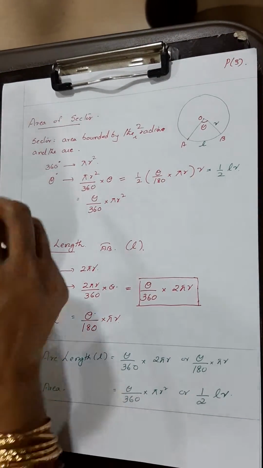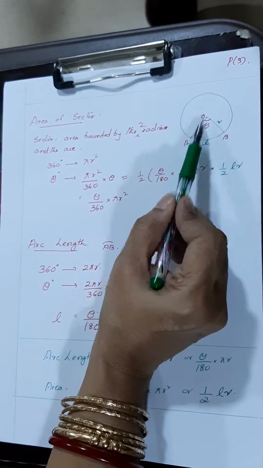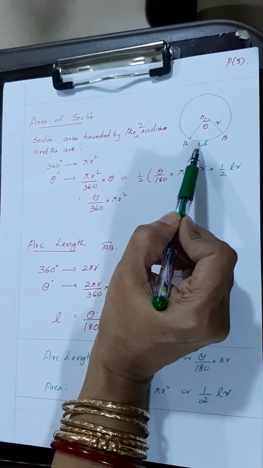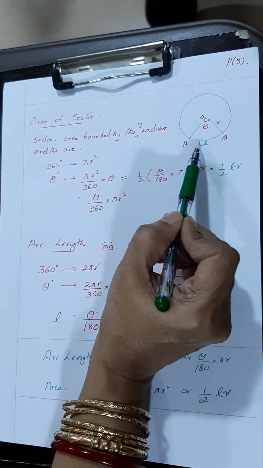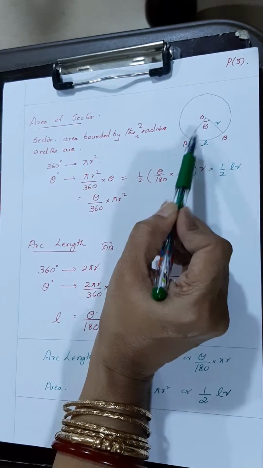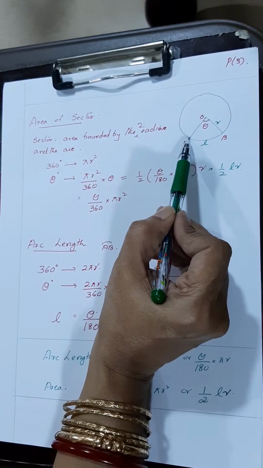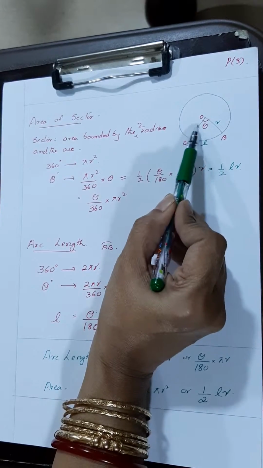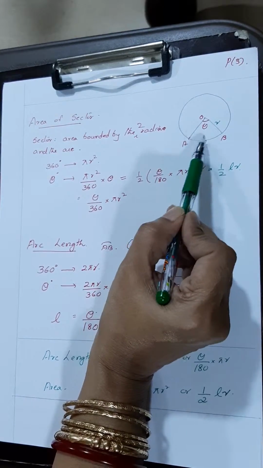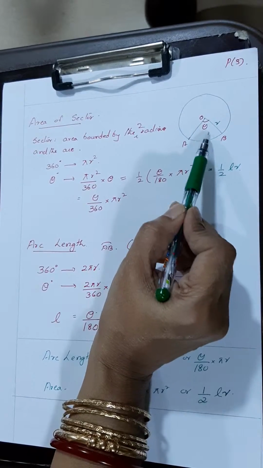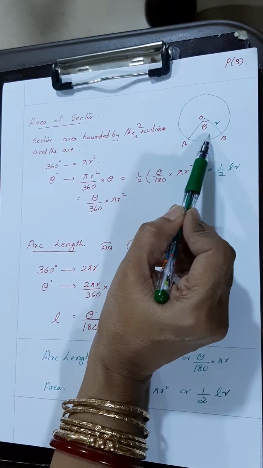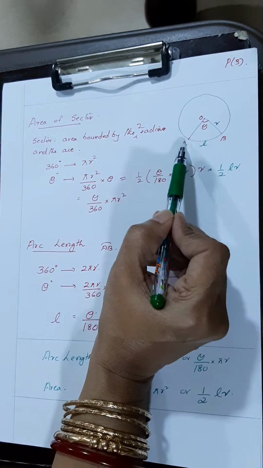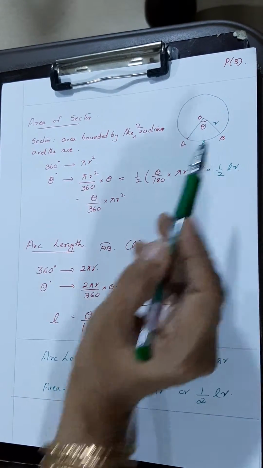Area of a sector. The sector is the region bounded by the two radii and the arc. The endpoints of the arc will be the endpoints of the radii. So this portion is called the sector, this is called the area of the sector, and this length AB is called the arc length L.